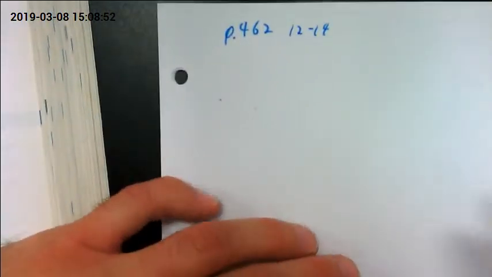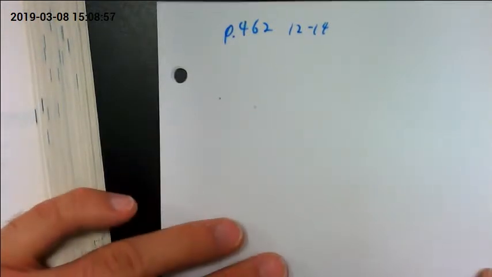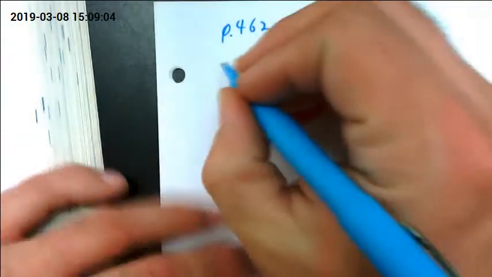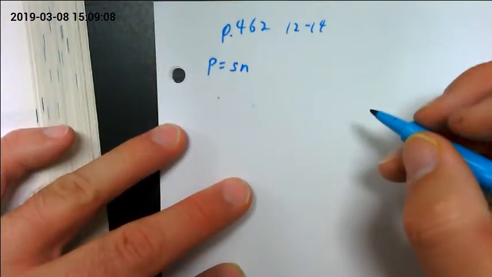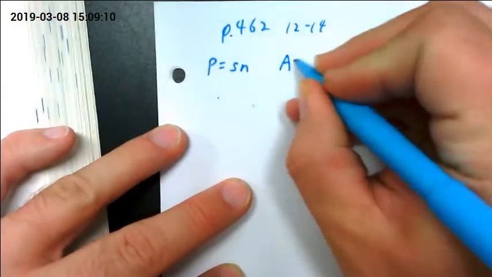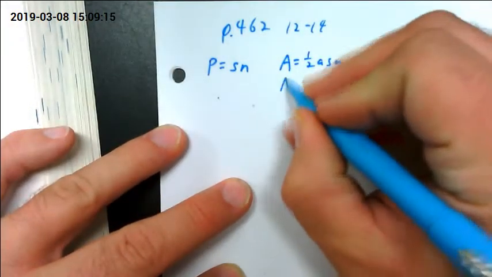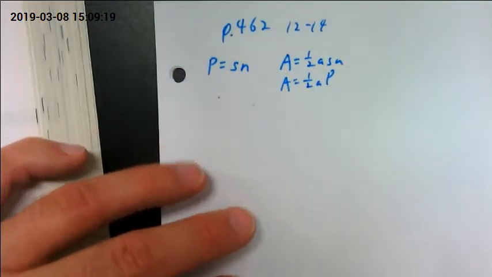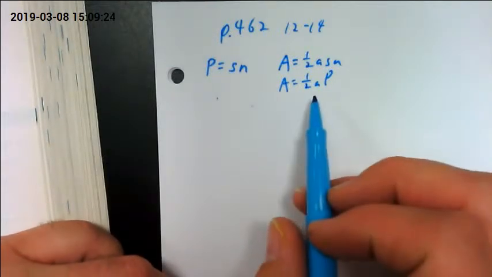Alright, so now, for these problems, you needed two formulas. You needed your formula for finding the perimeter of a regular polygon and the formula for finding area of a regular polygon. So first, perimeter is found by doing the length of one side times the number of sides. Our area formula is either 1/2 ASN or 1/2 AP. Again, most of the time, I'm going to just find the perimeter first, whether it asks me to or not, so I can just use the second formula.